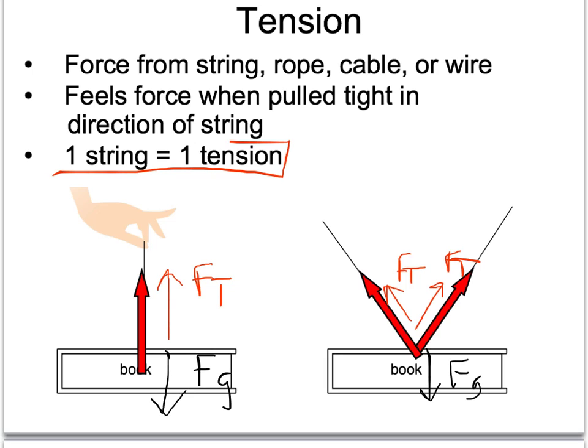Every string gets one tension in a problem. So a string can't have multiple tensions. There can't be a certain tension here and a certain tension here in this string. The tension is the same throughout any string.